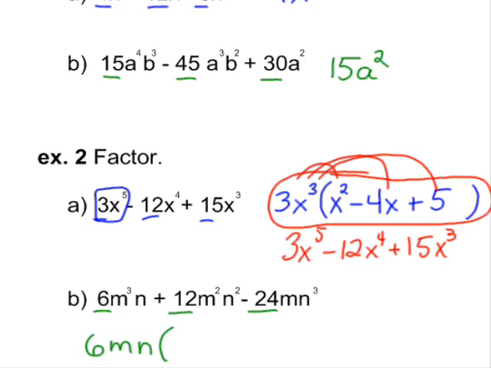6 divided by 6 is 1. M cubed divided by m, we subtract those exponents, that's going to give me an m squared. N divided by n turns into 1, so I can leave that off. The next one, 12 divided by 6 will be 2. M squared divided by m is m to the 1st. N squared divided by n is also n to the 1st. My next term, negative 24 divided by 6 is negative 4. M divided by m is 1. And n cubed divided by n to the 1st is n squared.